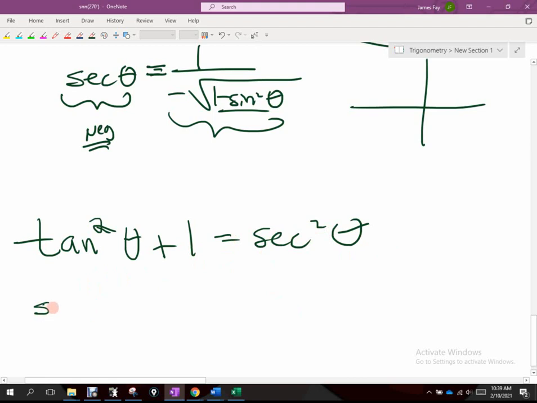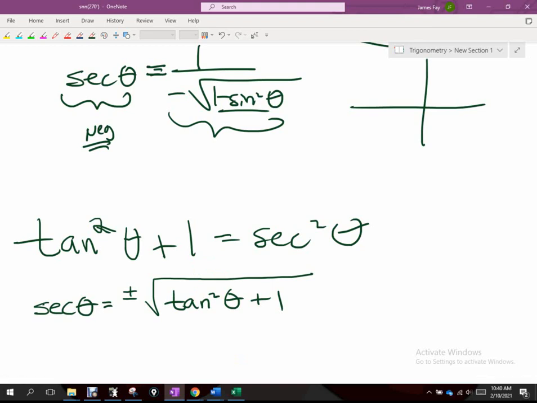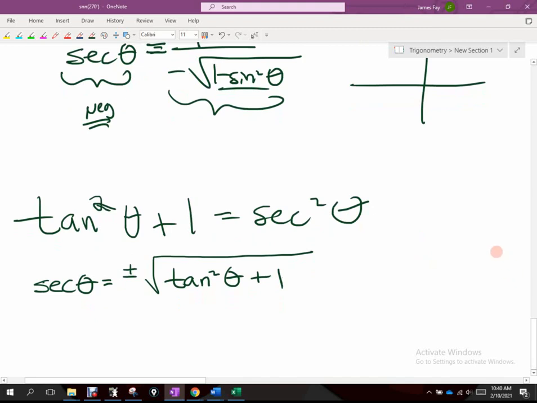Square root both sides. So I could say secant theta is equal to plus or minus the square root of tangent squared theta plus 1. Now I can't take the square root of that tangent because that's a sum underneath the radical, right? And I haven't answered the question, because what did it want? I wanted it in terms of sine, right? But let's ask this question: isn't tangent squared the same thing as sine squared over cosine squared?